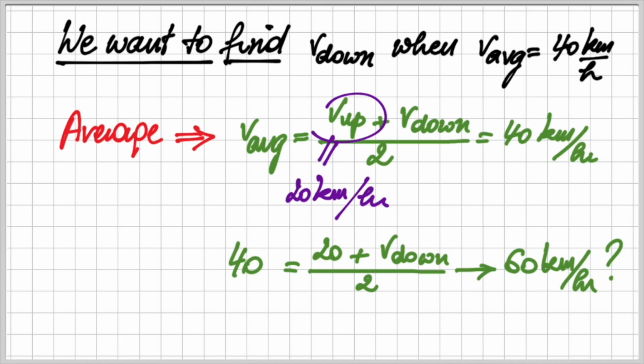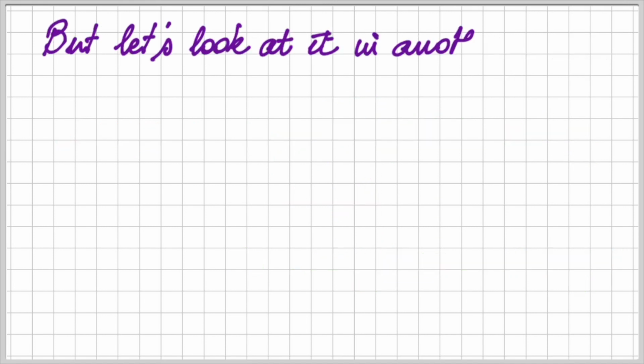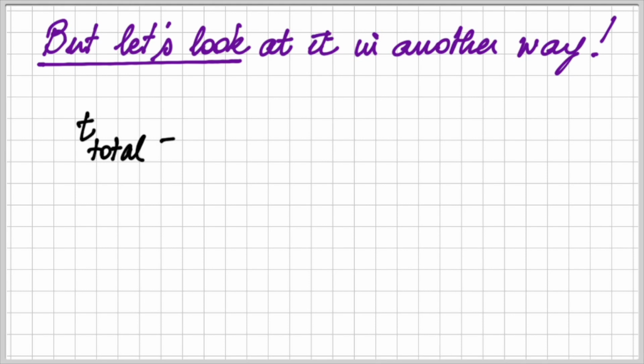And that's the answer I see with most of my students. The people go to this average speed because basically it's fooling you a little bit. Now let's see what happens. Let's look at this in a different way, and we are going to look at it in times.